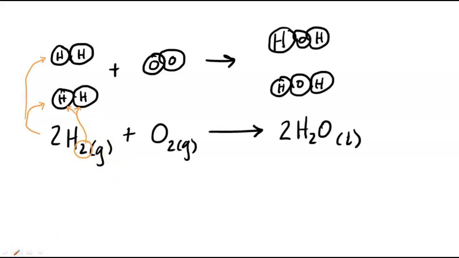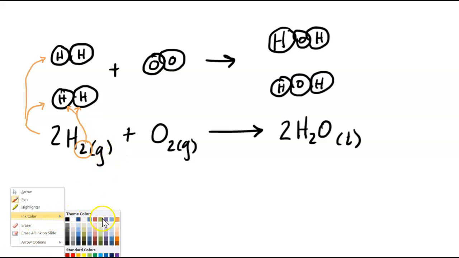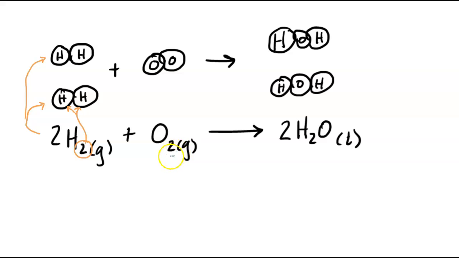So here you'll notice, and I'll change color, that for this one, I have the number 2, and for that reason, I drew 2 oxygens bonded together. Now this one's unusual. You'll notice that there is no number here. When you see no number, you always assume 1. So this would be 1 mole of oxygen.